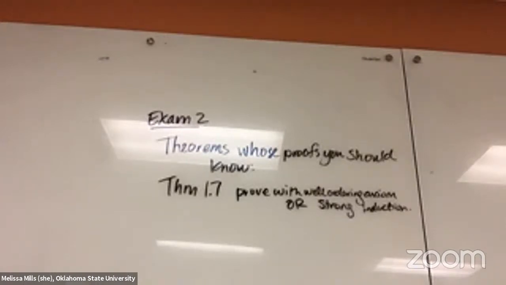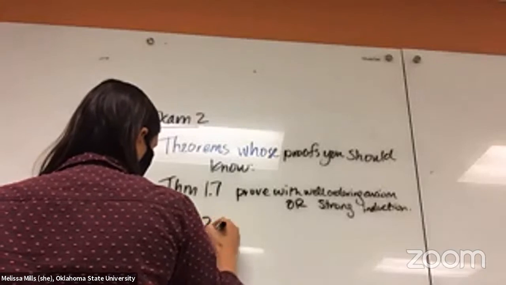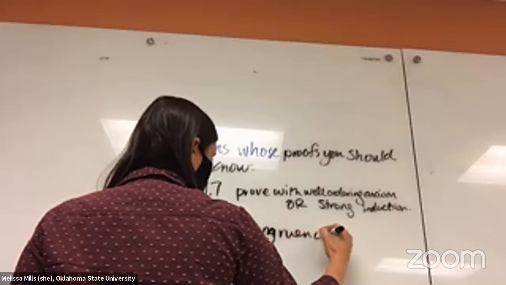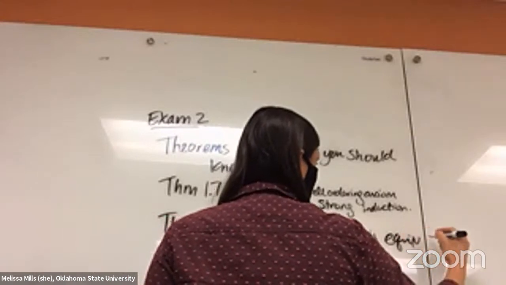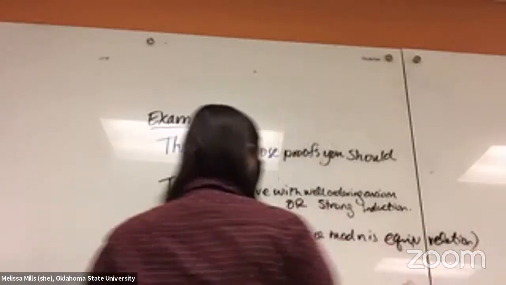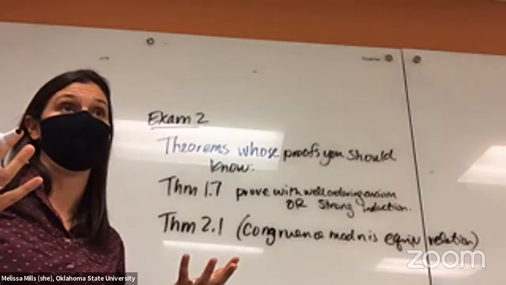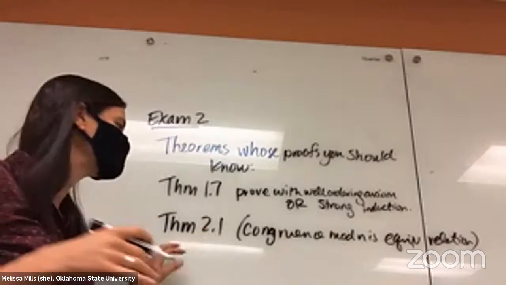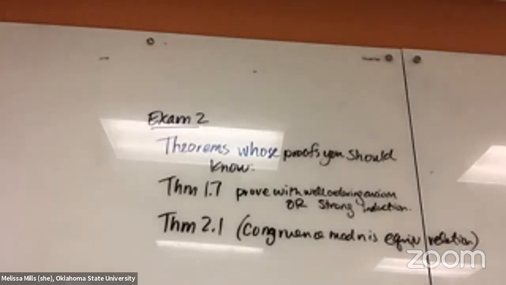Theorem 2.1 is a big one because basically it says that congruence mod n is an equivalence relation. For that proof, you're just checking the 3 conditions for an equivalence relation for congruence mod n. That's not very long either, because it's just like all those other equivalence proofs. So that's Theorem 2.1. And then the other proof that I want you to know is the one we're going to do today, Theorem 2.8.